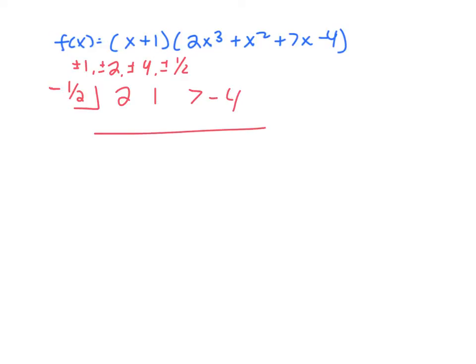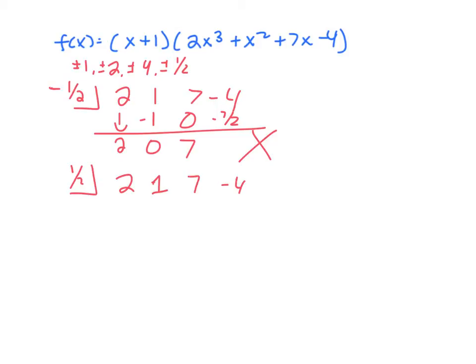Okay, so let's see, I drop the 2, so I'll have 2, and the -1/2 times 2 would be -1, then 0, 0, 7, -7/2, which doesn't add up to 0, so this is not a rational zero. So let's try positive 1/2. 2, 1, 7, -4. So drop the 2.